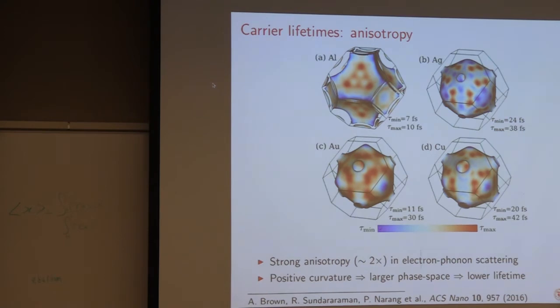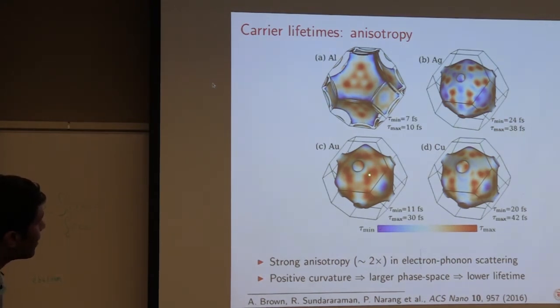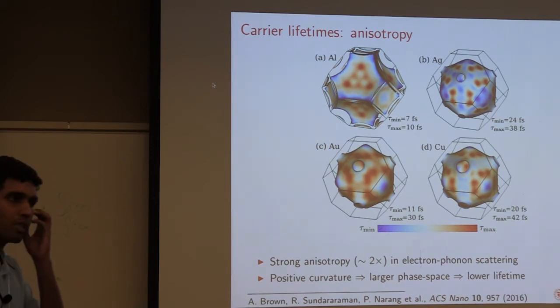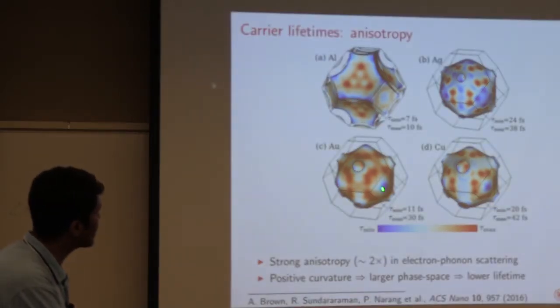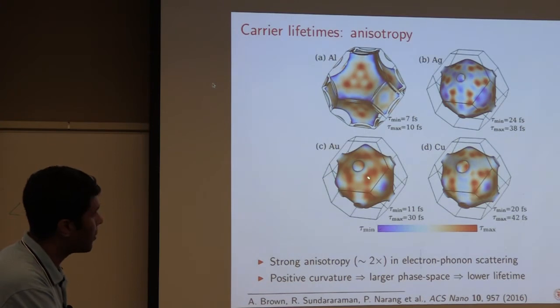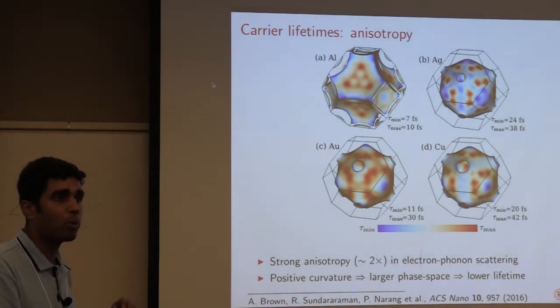In fact, the very interesting thing that we found is that there seems to be a correlation between the scattering time and the curvature of the Fermi surface. So where you have a positive curvature versus a negative curvature, you have the minimum and maximum of times, varying by almost a factor of 2.